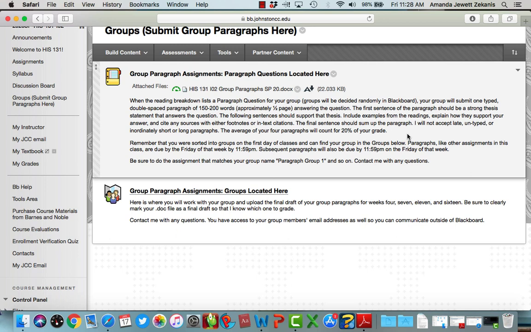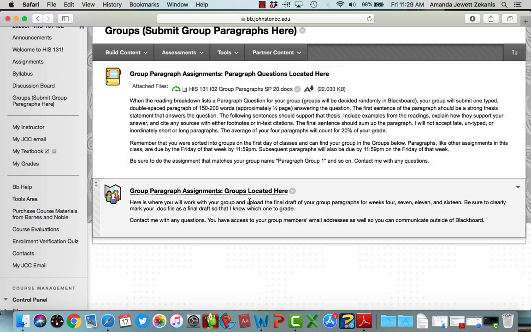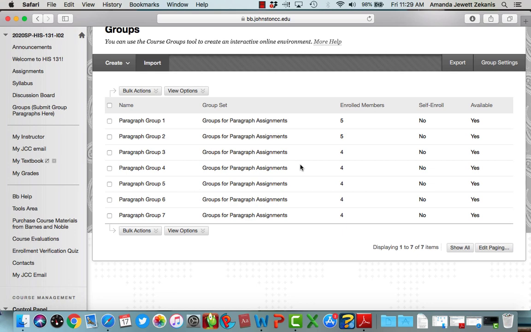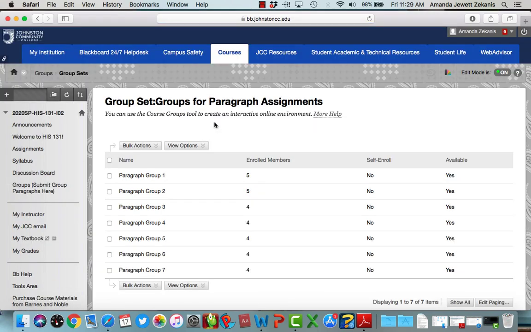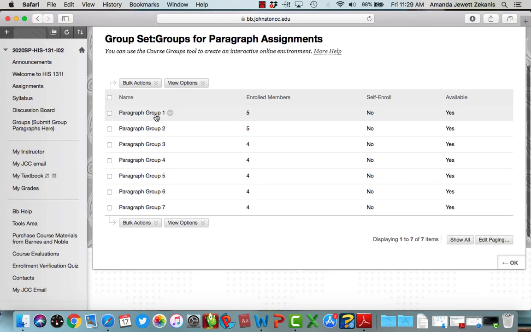Okay? You were sorted into groups on the first day of class, and the groups down here, where it says groups located here, is where you can find your groups. Once you go into the groups, you won't see all of these groups, you'll just see yours, and you can click on your group. There are no grades in here, so I'm going to click into a group. It's just going to show names, so there's no private information being shown.